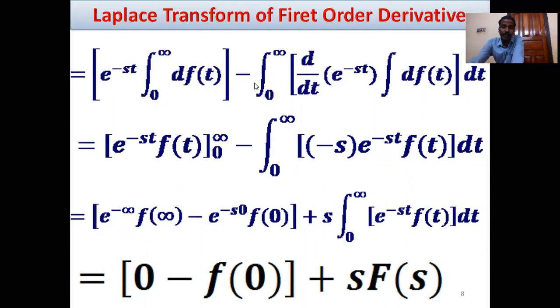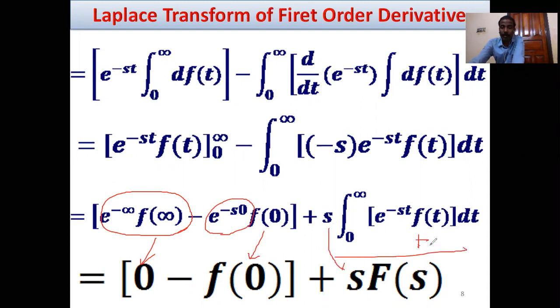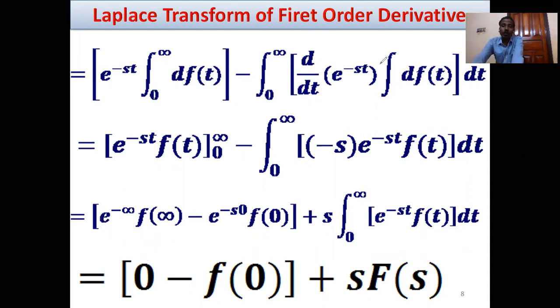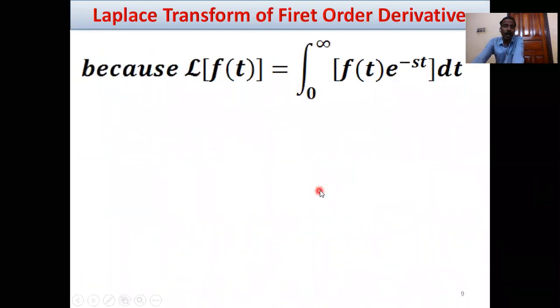So in this case, this value is 0, and this is 1, and f of 0 is the initial value, s constant, and this term equals to F of s. This term equals to F of s, because F of s equals to integral 0 to infinity f of t into e to the power minus st dt by definition. Then what is the ultimate formula?